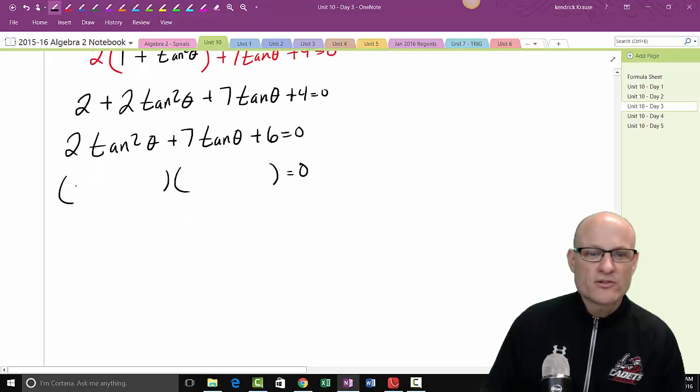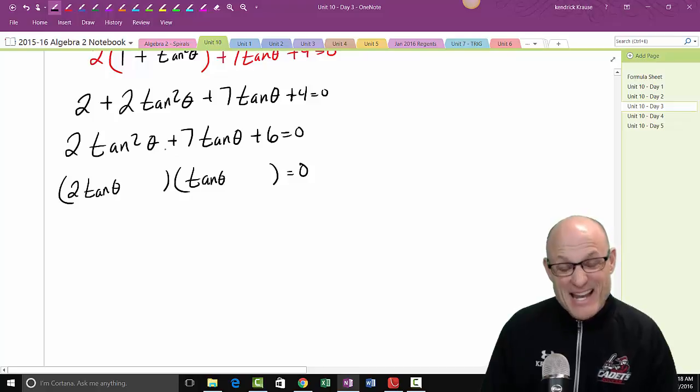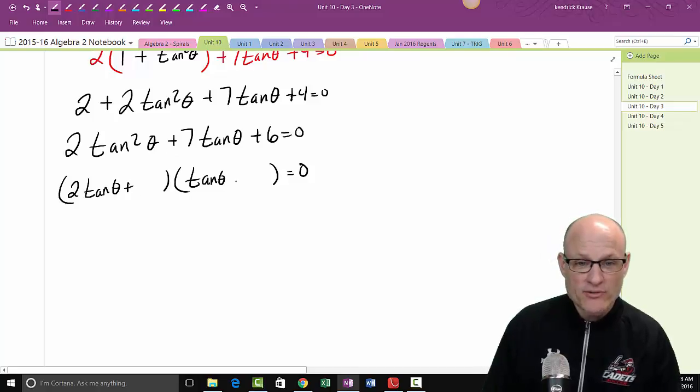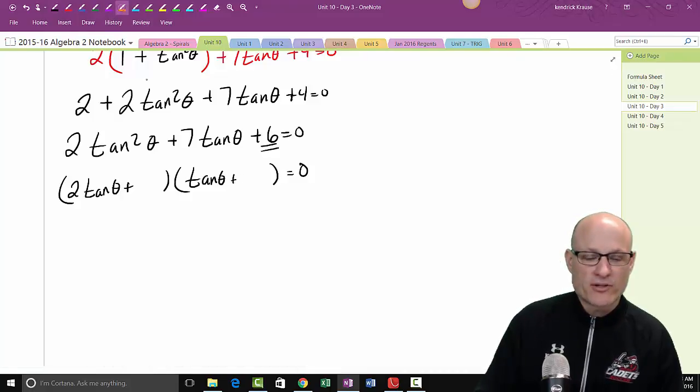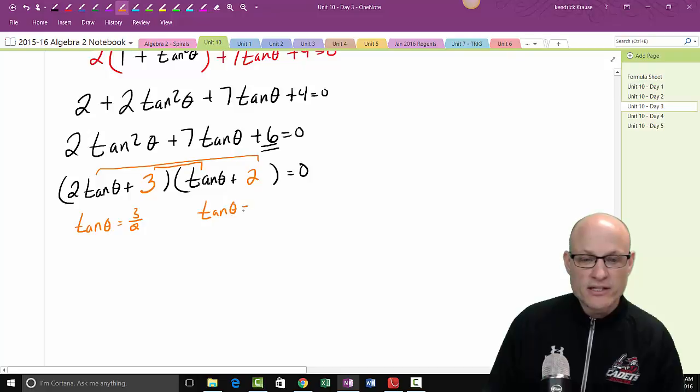So let's see. This is going to be 2 tangent theta and tangent theta. The signs are going to be the same, and they're both going to be positive, so plus and plus. They got to multiply to 6. Well, really the only way to multiply to 6 is 2 and 3. I can't put the 2 here, so I'll put the 3 here and the 2 here. Let's see, that's 7, and that's 4 and 3 is 7. All right, so I end up with tangent theta equals 3 over 2 and tangent theta equals negative 2. Well, I've already done these before. Tangent theta equals 3 over 2.